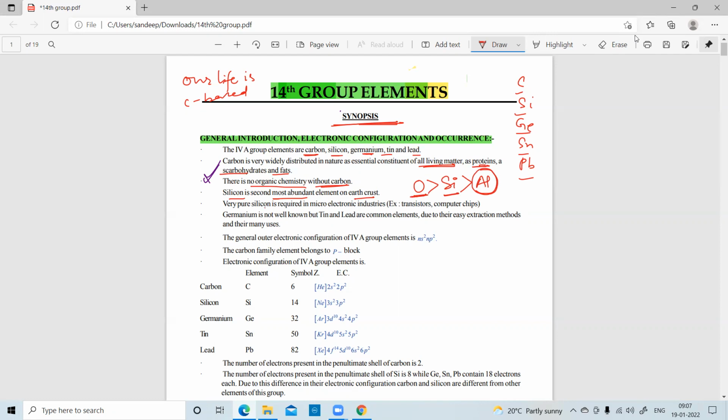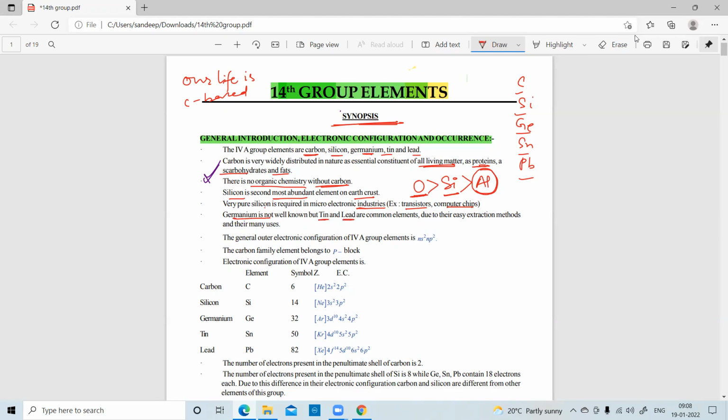Very pure silicon is required for electronic industries like transistors and computer chips. You must be aware that silicon and germanium are used to prepare semiconductors. The semiconductor industry has powered the growth of technology, particularly computer chips and transistors. Germanium is not well known, but ultra pure germanium is used for the semiconductor industry.